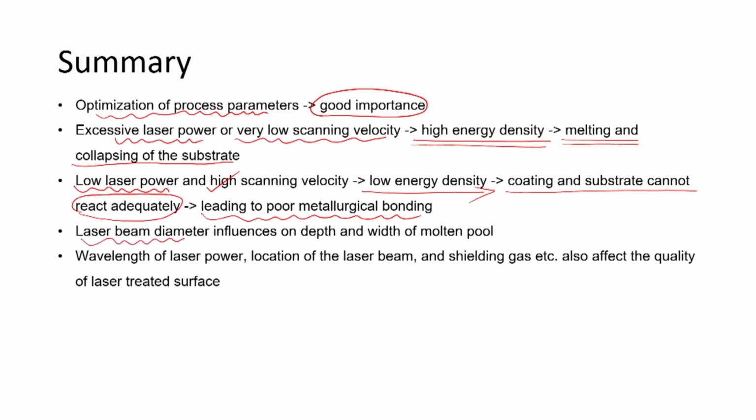Moreover, the beam diameter of the laser is also influencing the depth and width of the molten metal. Of course, the wavelength of the laser, location of the laser beam and shielding gas are also affecting the quality of the laser treated surface. If the wavelength of the laser is low, there would be more absorptivity, which we have already seen, and that would help us to have efficient heating of the laser applied surface, to get the required bonding done.